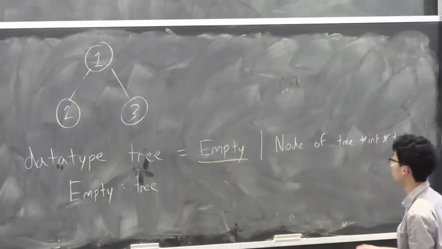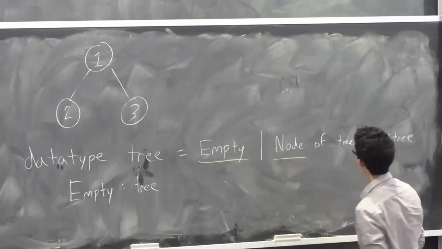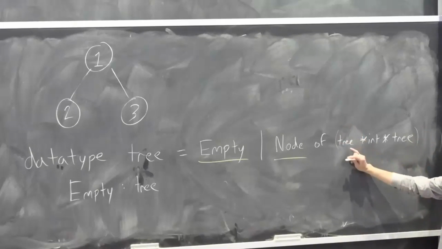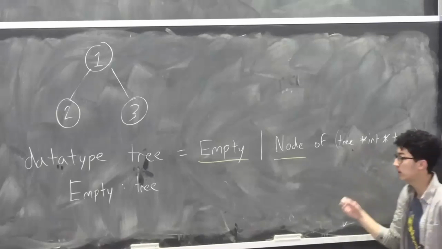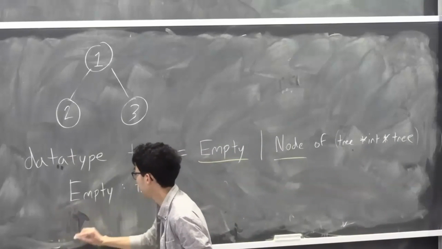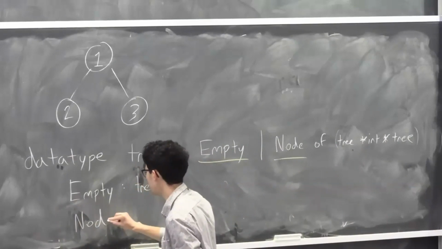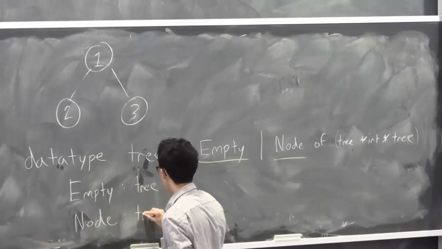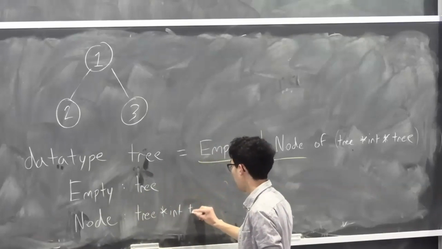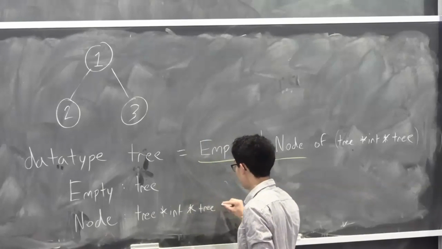Okay. And then we also have node, where node takes in an argument. It is not a constant constructor. It has an argument. So it takes in a value of type tree star int star tree. And there are implicit parens here, but you don't need to put parens around it. Okay. And then you might be able to guess what it returns, because node is a constructor of the tree datatype. So I told you what it takes in. What does it produce? Well, it just produces a value of the tree datatype.